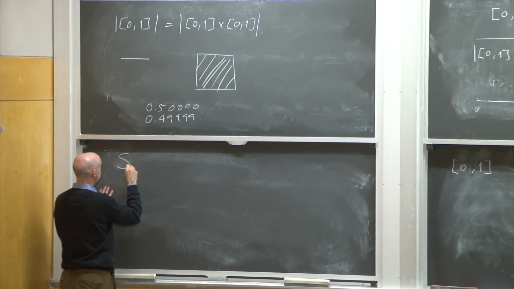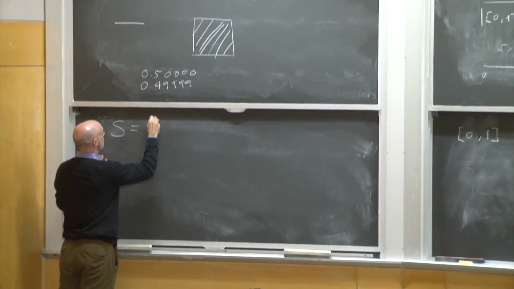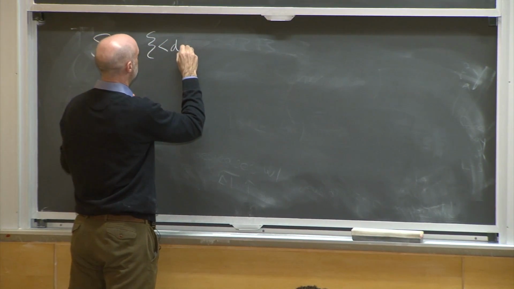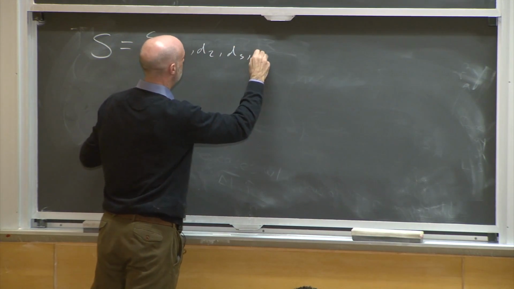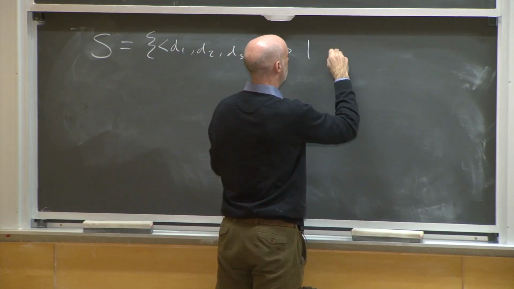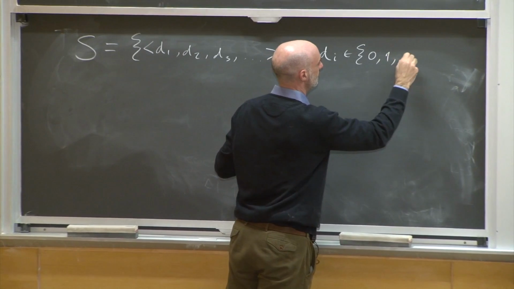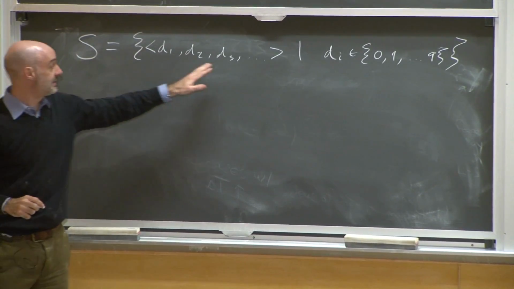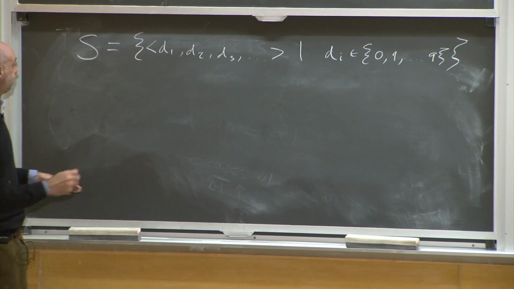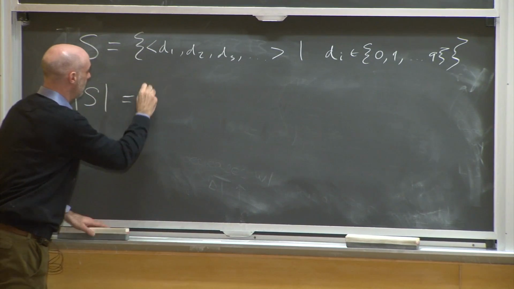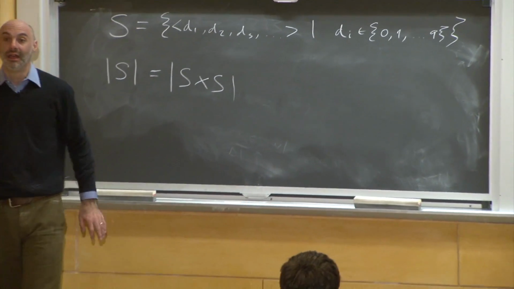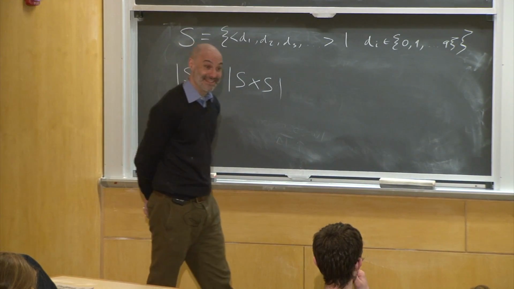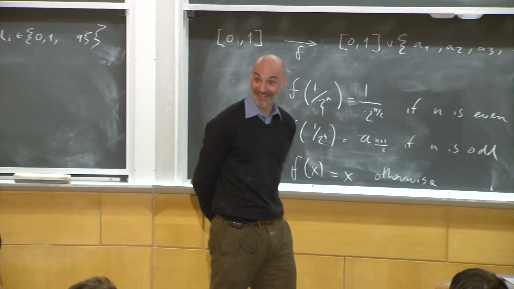So let the set S, for sequence, be the set of sequences D1, D2, D3, for these digits. So S is just the set of infinite sequences of digits. And what we're going to show is that the cardinality of S equals the cardinality of its product. And showing that is amazingly simple. Can anyone think about how to do it?